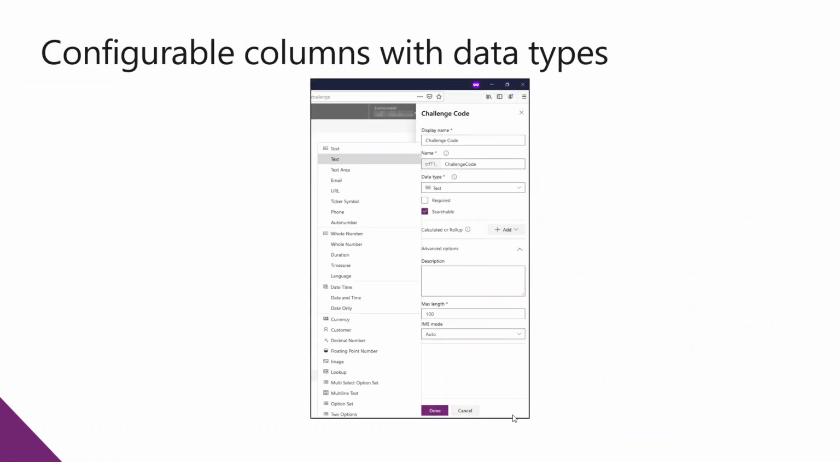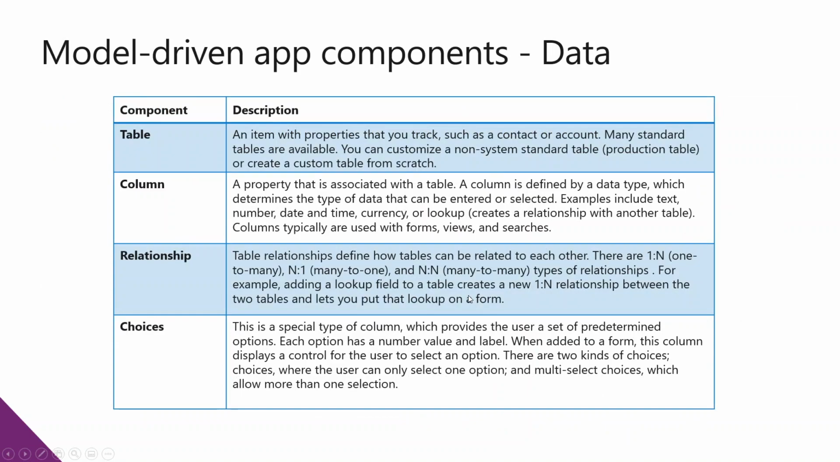Another good question: when is it a good time to use a choice versus a lookup? Choice is good if you've only got a few options that don't change that often. If you've got a lookup table that potentially can be populated by an external data source, then use a lookup column. On a lookup, you can have multi-select.